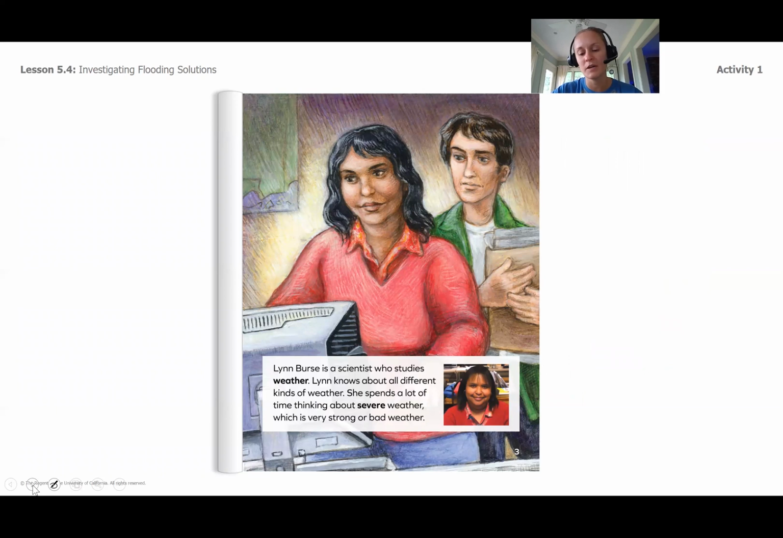So we're going to read this book again. It's important to read books many times because this time we're looking for different things, okay? So as we read today, we might be thinking a little bit differently. We know a lot more now, okay? So here's Lynn Burst. Lynn Burst is a scientist who studies weather. Lynn knows about all different kinds of weather. She spends a lot of time thinking about severe weather, which is very strong or bad weather.